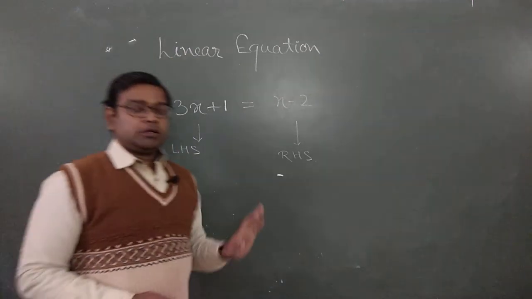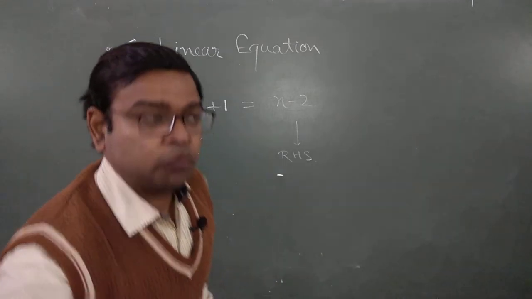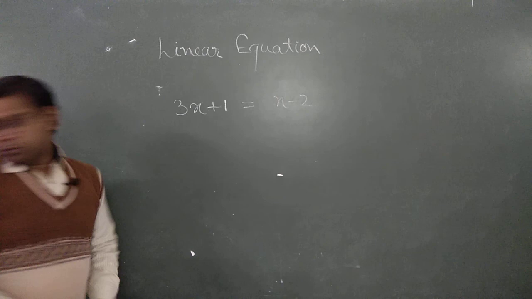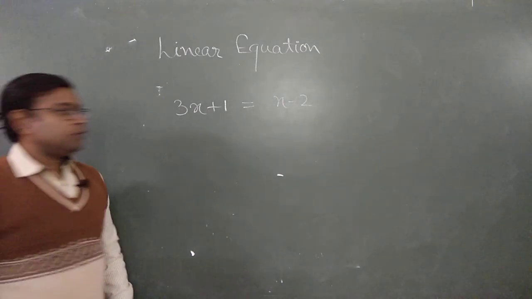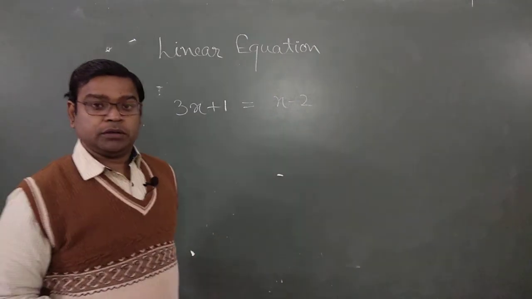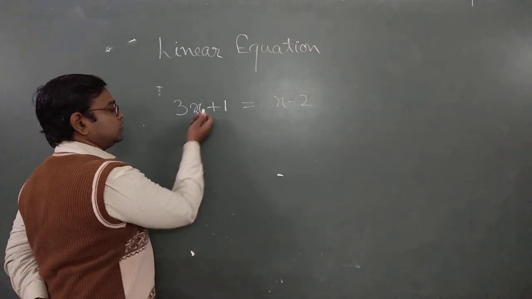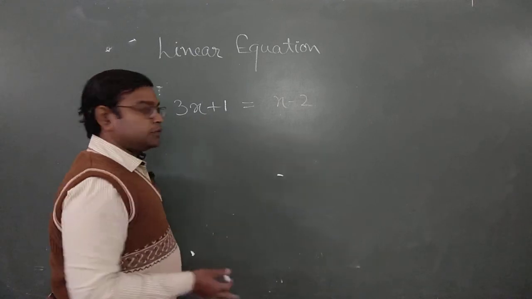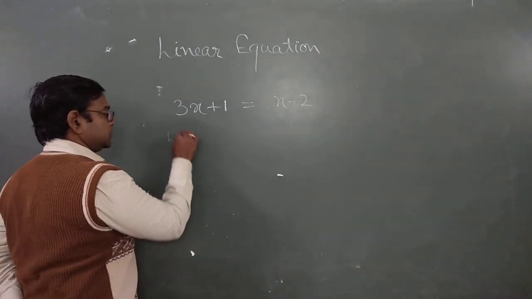If any equation contains a monomial, meaning having one variable, or a variable having power 1, it is known as a monomial. In this case, the variable is x and x. No power is given for x, which means the power is 1. So this is known as a linear equation.